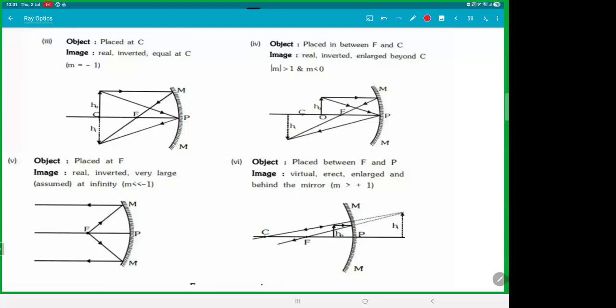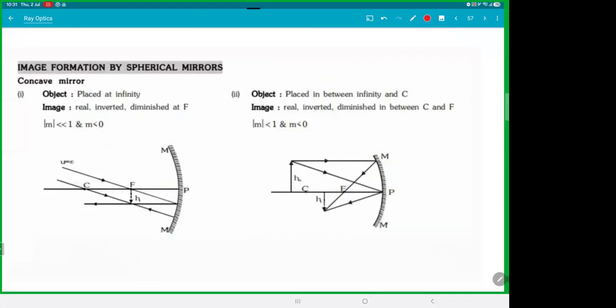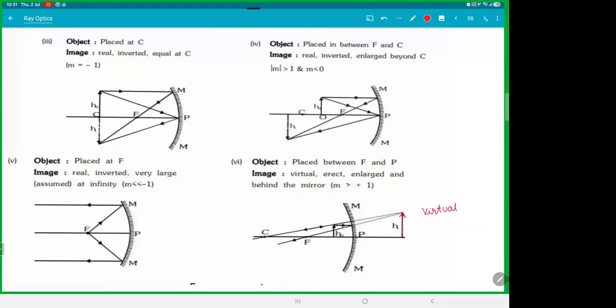Placed at focus, image is at infinity. Object is between focus and pole, this is virtual. So in concave, this is the only case where you'll get a virtual and erect image. Look at all the 6 cases. You will never get a virtual, you'll never get an erect. This is the only case you get virtual and erect. This is how they'll play with the questions and theory. We will see few of them later on. But I'm sure you have seen this stuff in school, but have a look at it.